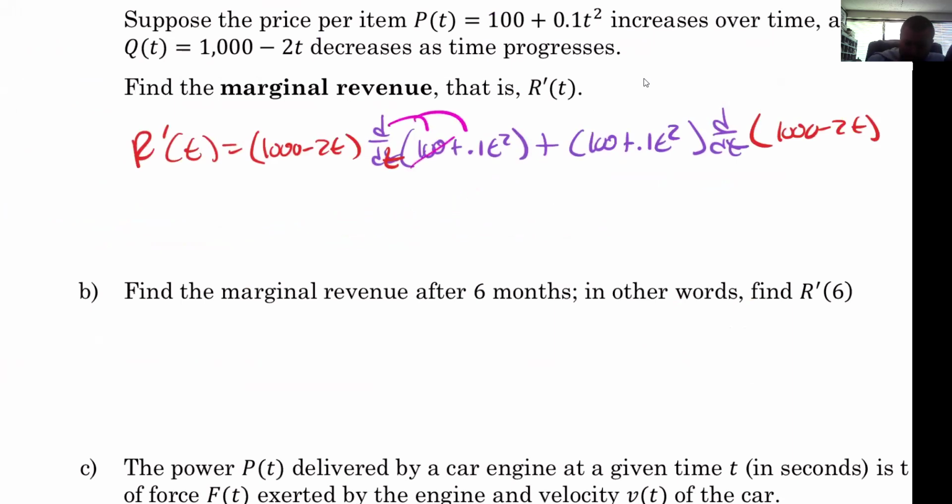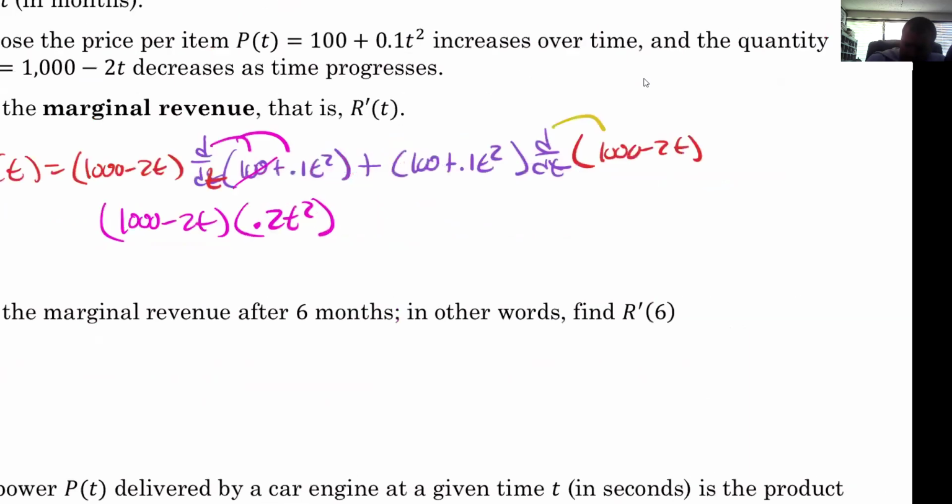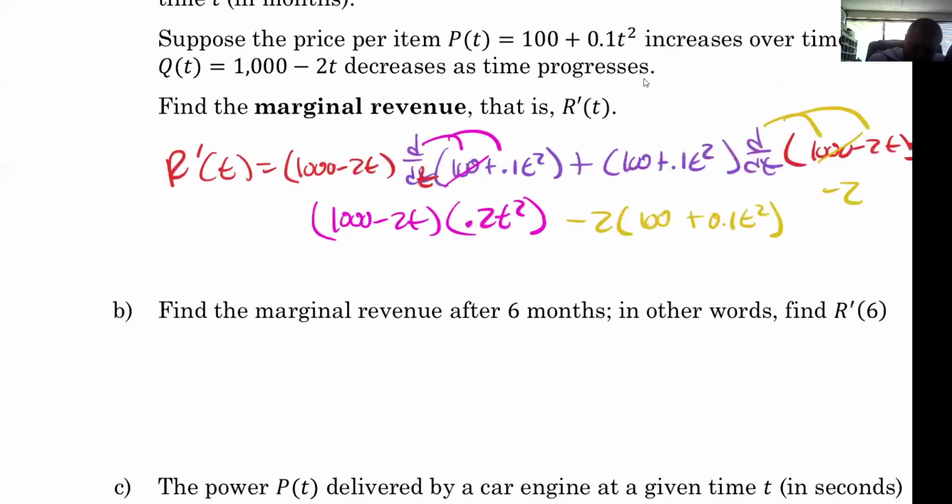So that goes away. So I'm going to get 0.2t squared. So I'm going to have 1,000 minus 2t times that. This is also going to be a term-by-term differentiation, so that goes away. I'm just left with the -2. So I'm going to put a -2 out front, 100 plus 0.1 t squared. So here's our marginal revenue.